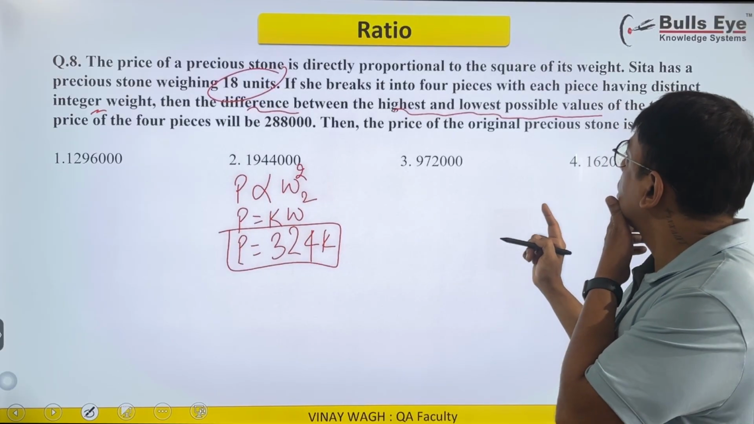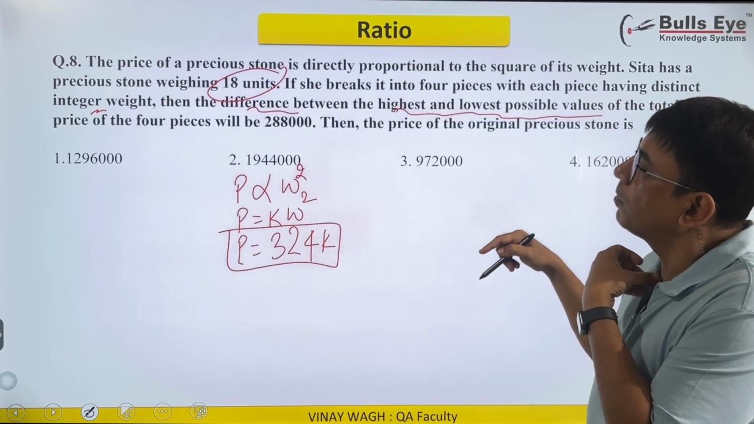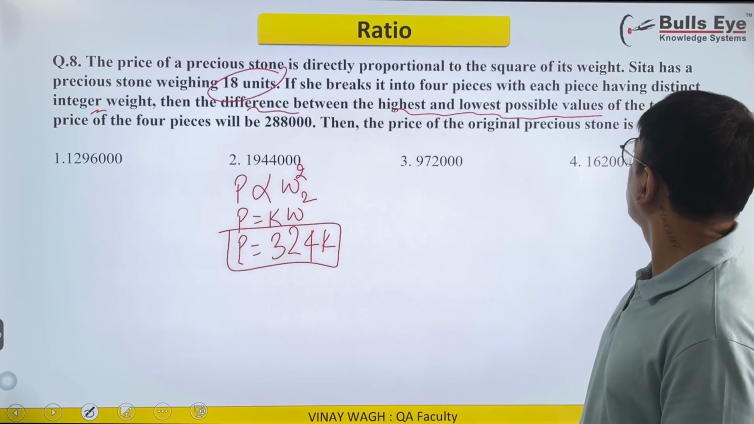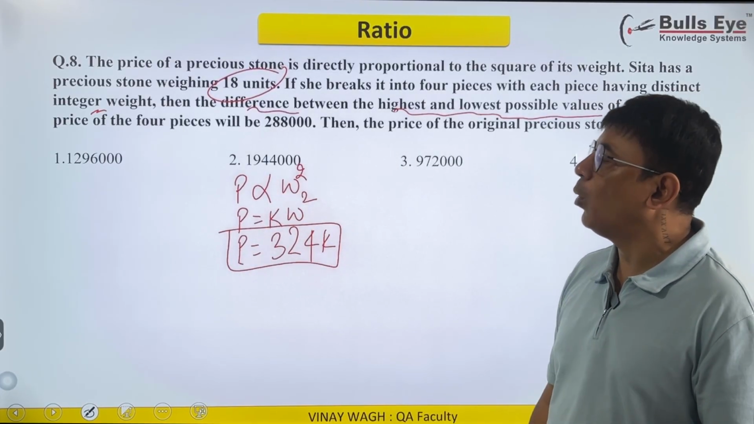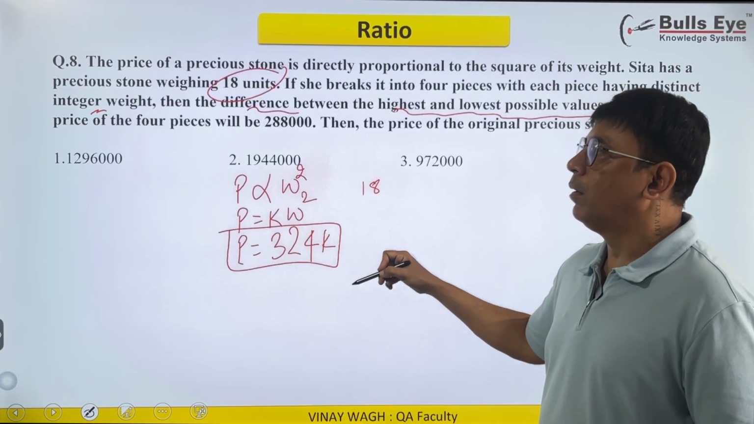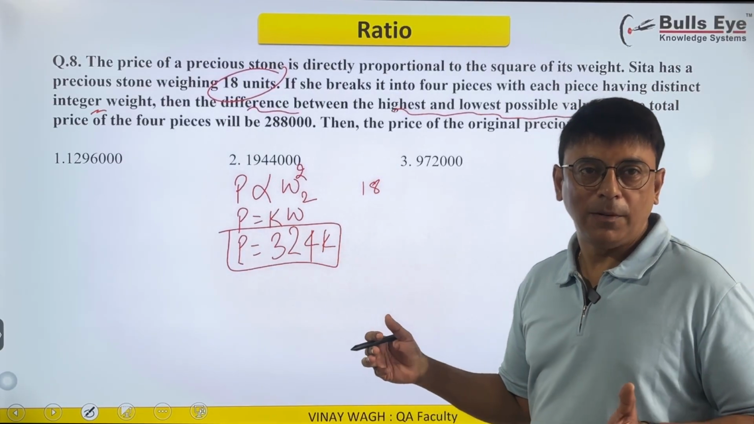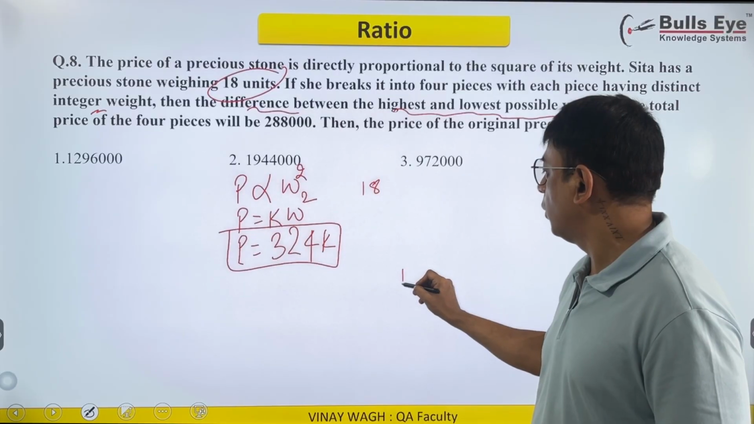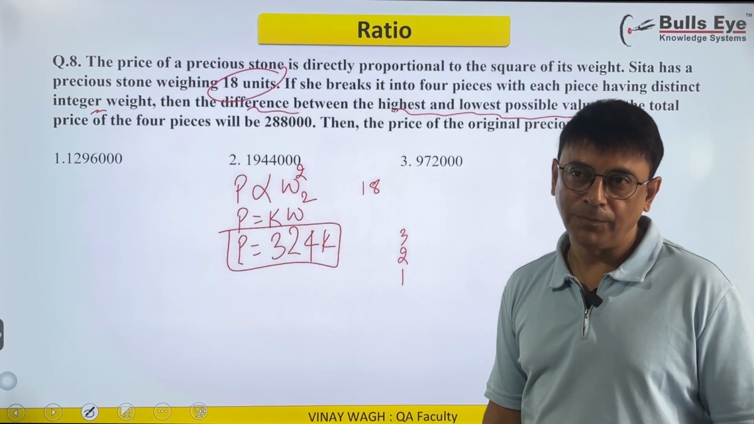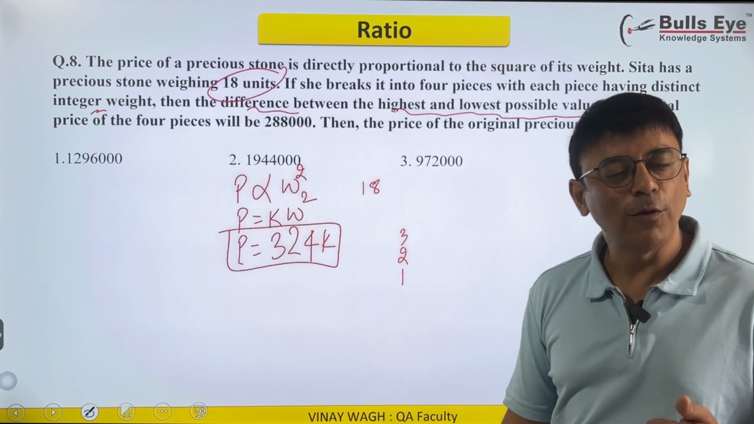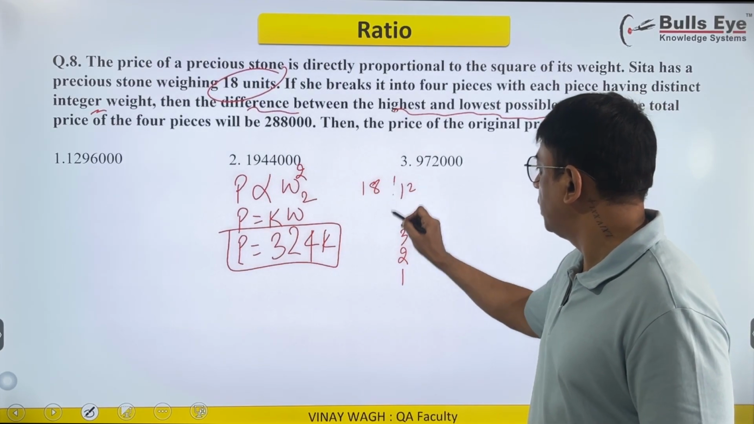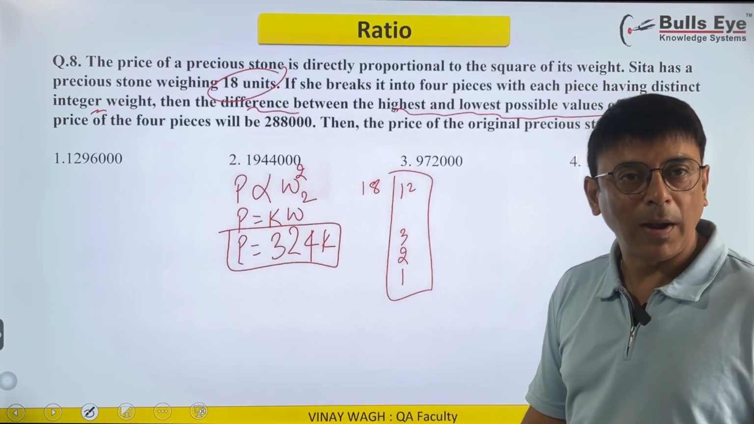Difference between highest and lowest possible values of total price of 4 pieces. So highest and lowest possible values, how can I have? One case is, for 18 to have the maximum gap, I'll start with 1, then 2, then 3. They're distinct, so I can't repeat. I can't take 0. I have to keep integers. So 3, 2, 1 is 6. So the remaining has to be 12. So this will keep the gap maximum.